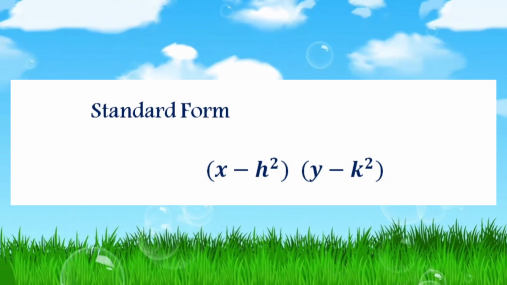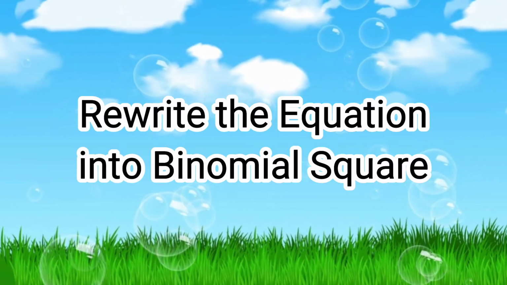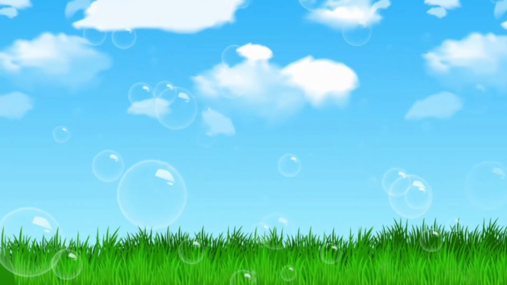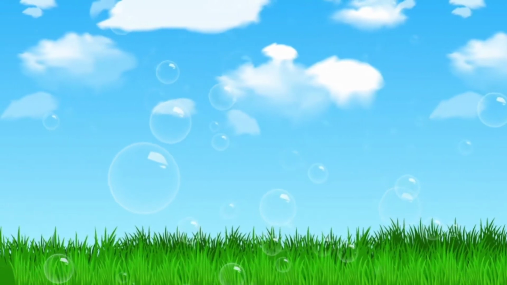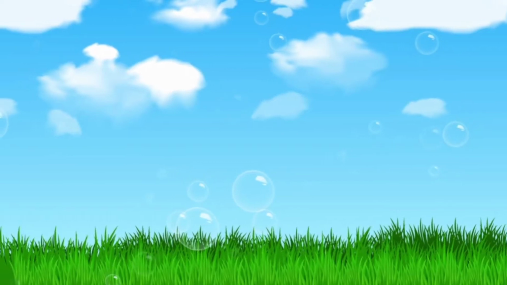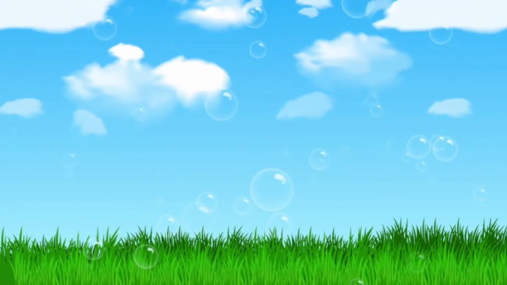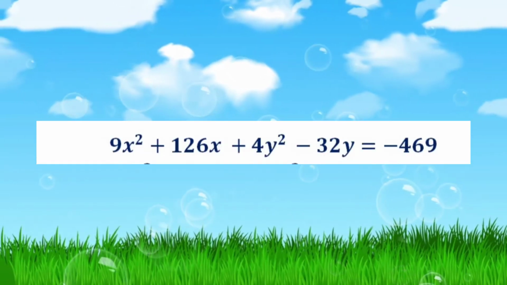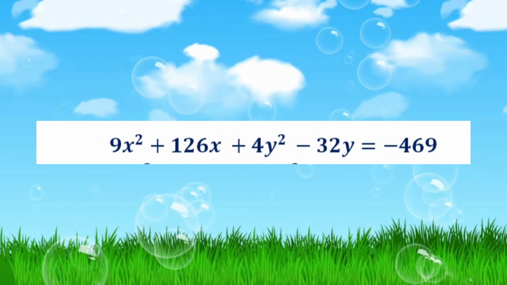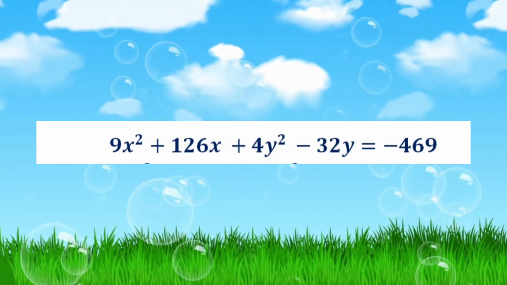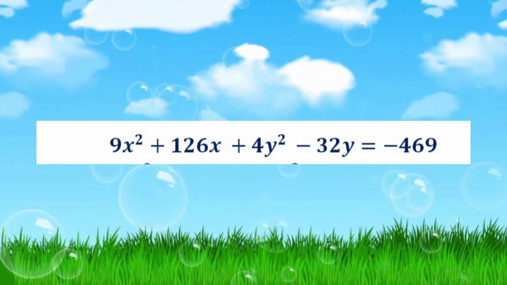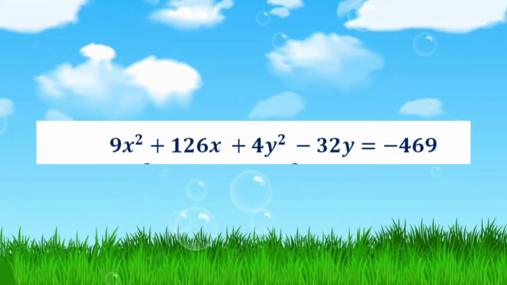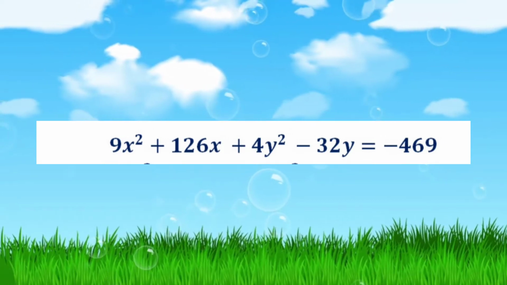These are called binomial squares. So we need to rewrite the equation into binomial squares. So how do we do that? First, we need to group the x and the y together. So looking back at our equation, this can be 9x squared plus 126x plus 4y squared minus 32y. And we need to transfer the 469 to the other side. So it will become negative 469.